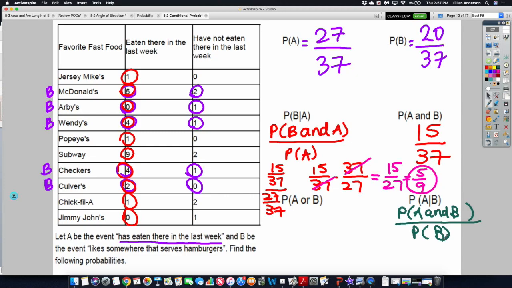You take the probability of A and B, which is 15 over 37, and you divide it by the probability of B, 20 over 37. But another fraction within a fraction means I have to do what? Keep, change, flip. 3/4, because the 37s cancel out, and you're left with 3/4. That's how conditional probability works. Okay? Whatever's the condition, which is what comes second in that setup, goes in the denominator, and the intersection, or the and, goes on top.